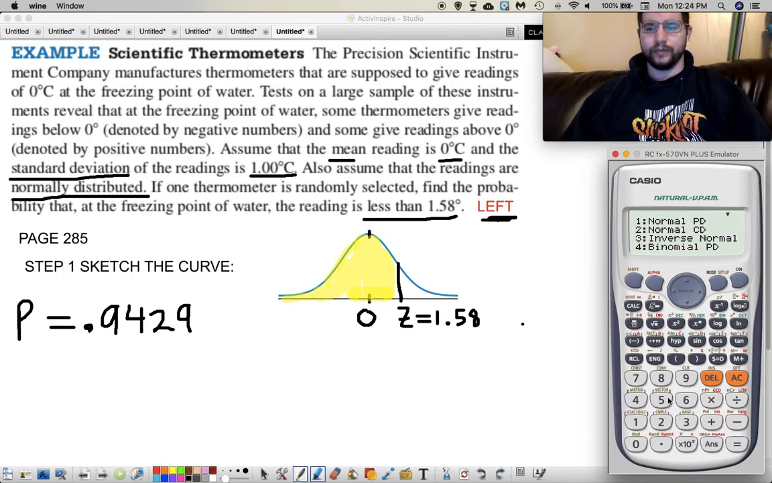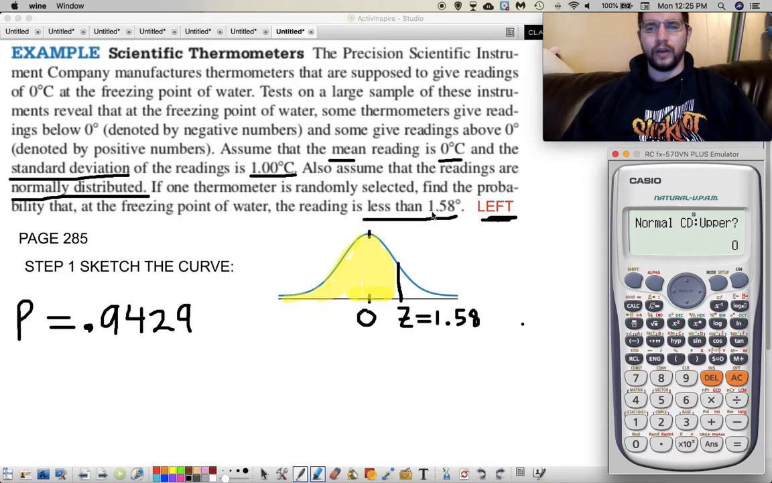So normal CDF, number 2. Lower bound, well, if I look at my graph here, my chart, it's going all the way to the left to negative infinity. So in the calculator, we're going to do negative 1. This button right here is times 10 to the 99. That's basically negative 1 followed by 99 zeros. So that's pretty much negative infinity.